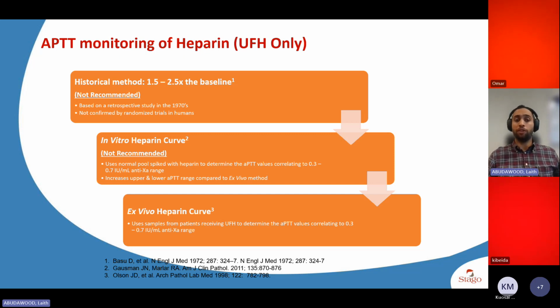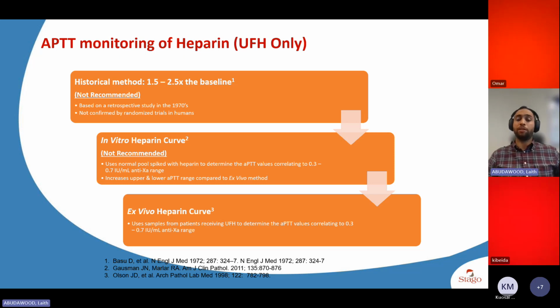Later on came what is called the in vitro heparin curve, as you can see here. Basically we have our pooled normal plasma where we add unfractionated heparin. Then we measure the antitin A activity and we correlate it with the APTT activity for the antitin A therapeutic range, as you see, 0.3 to 0.7 IU per ml antitin A. Again, this was not recommended. It has a lot of shortcomings. So most recently, we have the ex vivo heparin curve, where we take samples from patients who are taking unfractionated heparin, we quantify their antitin A response, and we correlate it with the APTT.